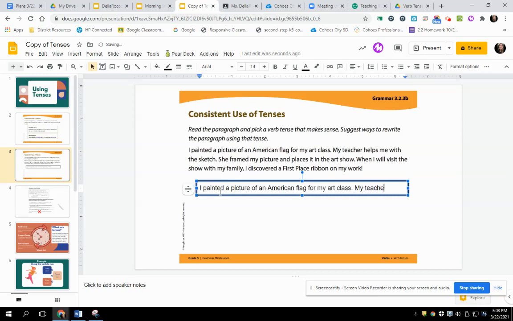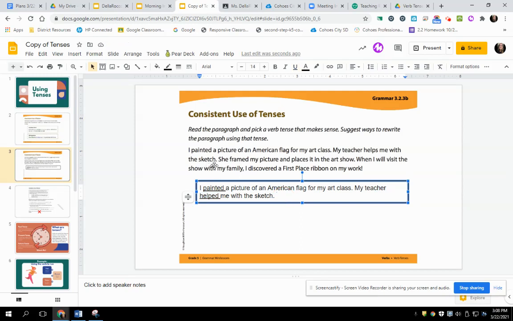My teacher helped me with the sketch. We're keeping it past tense. So I'll underline here. Painted, past tense. Helped is also past tense.